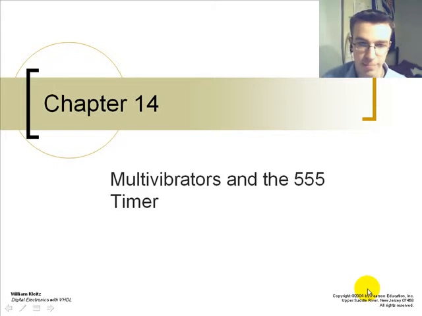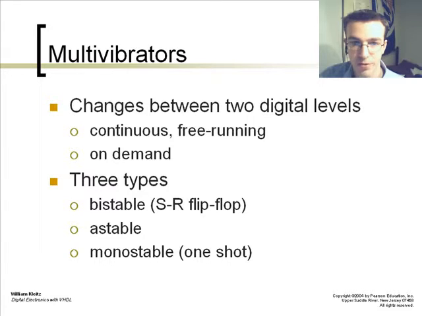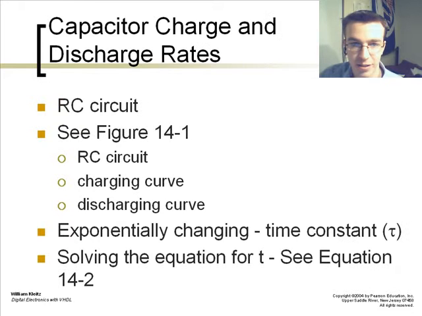Chapter 14, Multivibrators and the 555 Timer. Multivibrators change between two digital levels, continuous and free running. They are on demand as well. There are three types: bistable, which is the SR flip-flop, astable, and monostable, which is a one-shot deal.